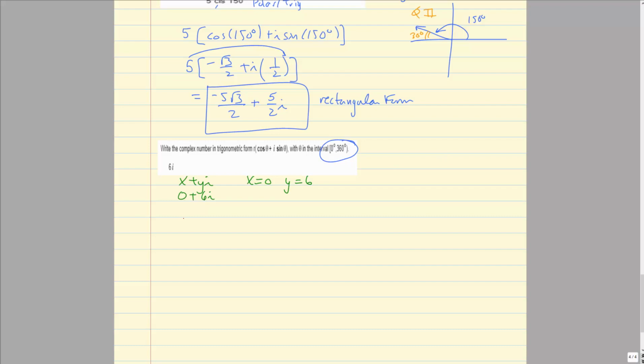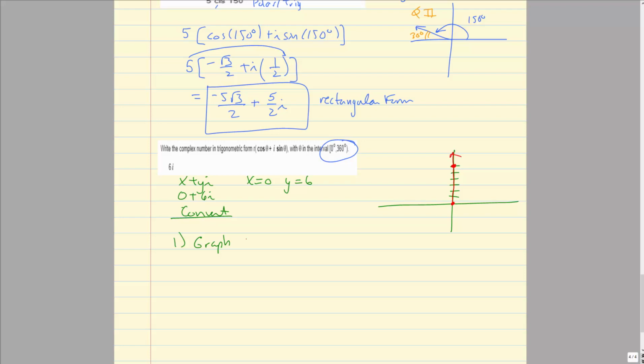So to get started, our first step, we want to rewrite or convert this. The first step in converting is to graph and figure out which quadrant we're in. Well, in this particular case, I'm not in a quadrant. So 0 and then 6. I'm on this point right here on the y-axis, so I'm not in a quadrant.